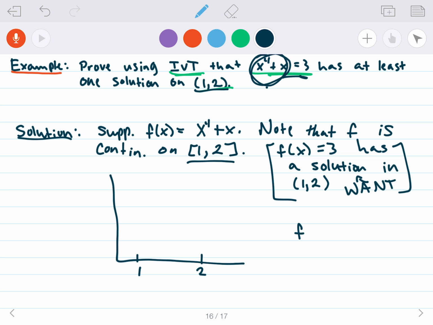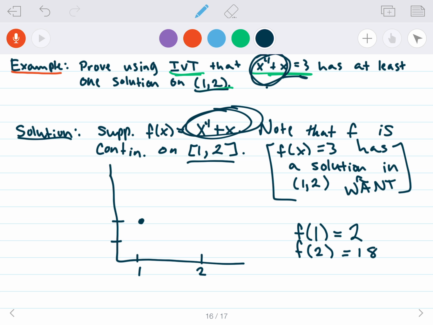We're going to look at the endpoints, f of 1. So if I plug in 1 to my f function, I get 2. And then if I plug in 2 into my f function, I'm going to get 2 to the 4th plus 2, which is going to be 18. So let's go ahead and graph it. So here's f of 1 is going to be 2, and f of 2 is going to be 18. Let's see. I'll put 18 right here. This is 18. This is 2. Let's say it's right here.